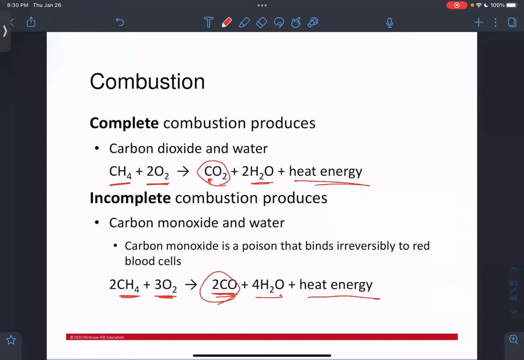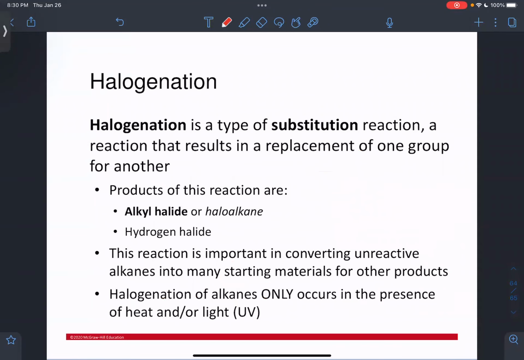That carbon monoxide is dangerous because it binds more tightly to the hemoglobin in your red blood cells than oxygen does. So it basically outcompetes the oxygen for binding to your hemoglobin, and then your cells have no oxygen to breathe. All right, so the last reaction is halogenation.